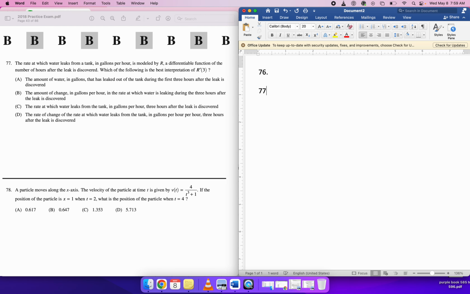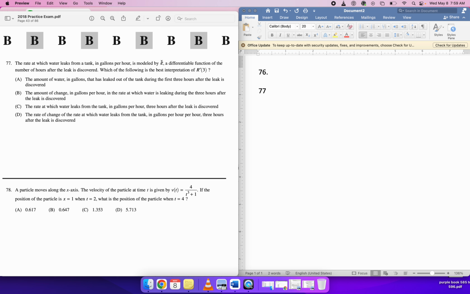Number 77. The rate at which water leaks from a tank in gallons per hour is modeled by R, a differentiable function of the number of hours after the leak is discovered. Which of the following is the best interpretation of R prime of 3? So think about this. R itself, the original function, represents the rate at which water is leaking, right? So R is already a rate. It's already something like gallons per hour. So if you take the derivative, that's going to be the rate of change of the rate of change.